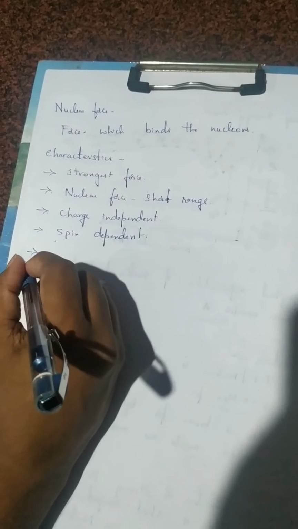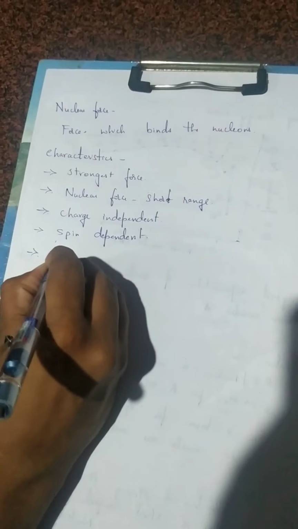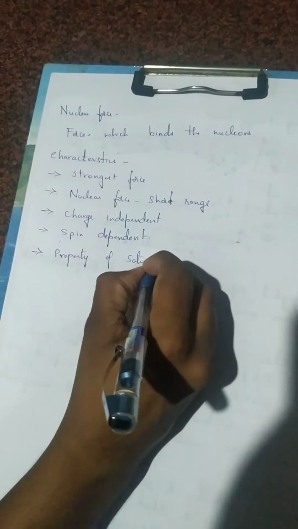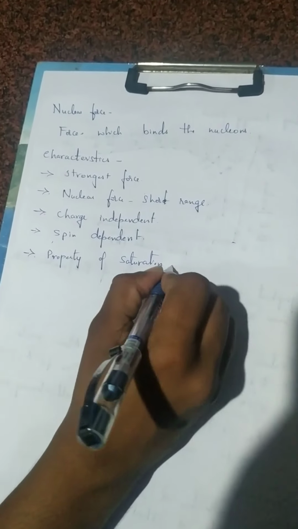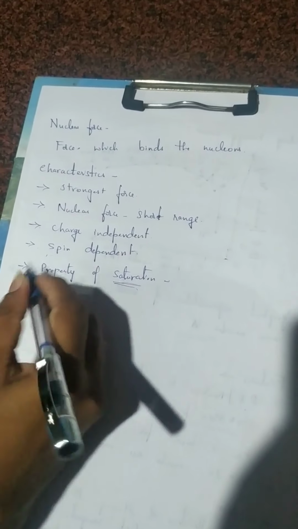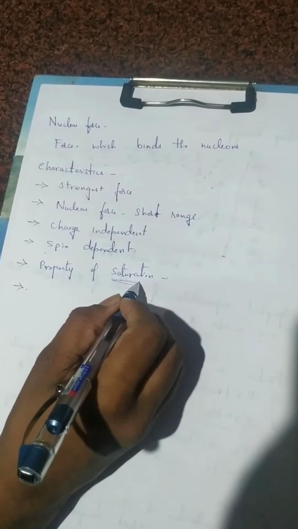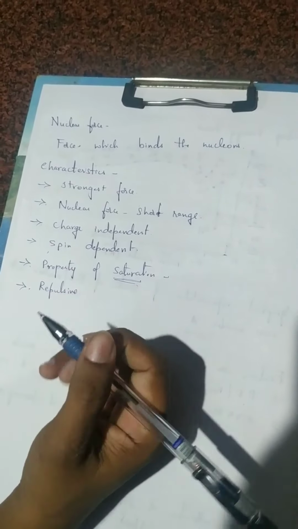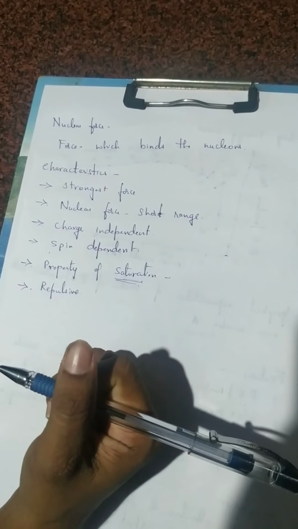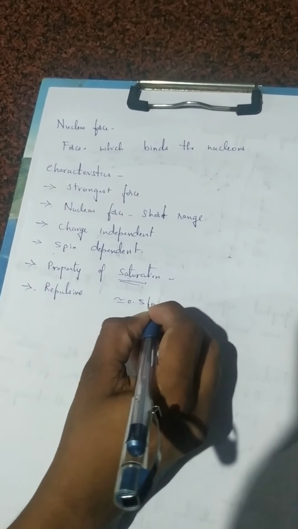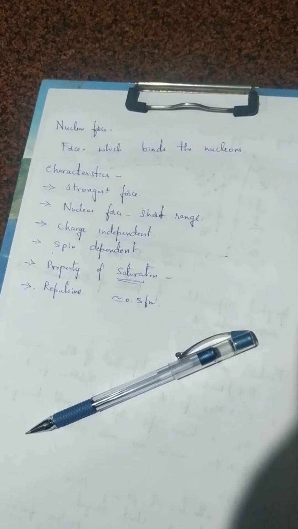Next, they have the property of saturation. That is, the nucleons in the nucleus can interact only with their neighboring nucleons. Therefore, they have the property of saturation. And the last is that nuclear forces are repulsive at very short distances. When the distance between the nucleons is very close, nearly equal to 0.5 femtometer or Fermi, they show repulsion. So this is about nuclear force.